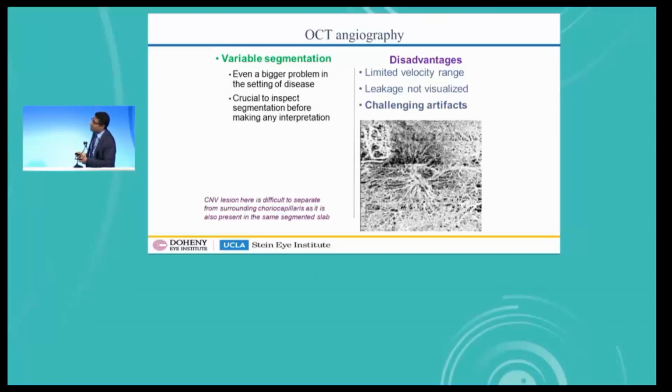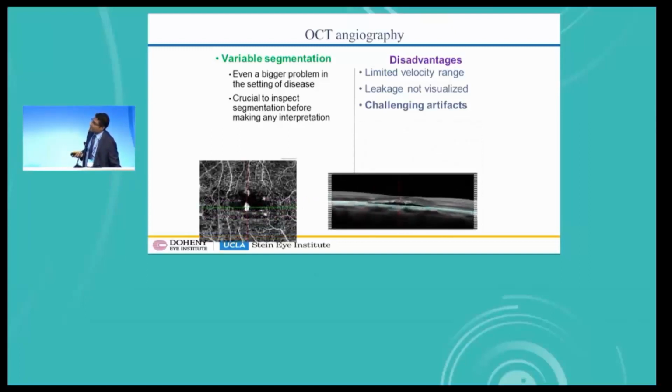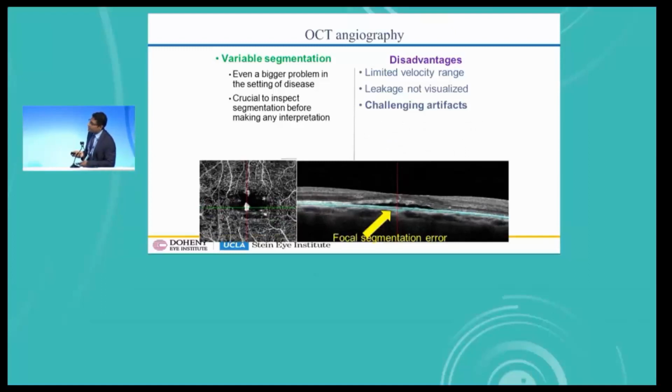Here's an example of a patient of mine, the choroidal vascular membrane. We can all see that. But you can't really detect its margins, and that's because it kind of blends into the choriocapillaris because of how the segmentation was selected. You can also have segmentation artifact like this, where it's a sort of a focal artifact.